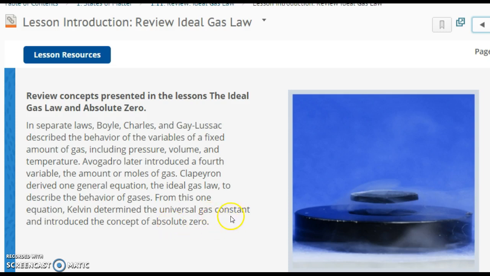So, the universal gas constant is abbreviated what letter? Capital R. And what happens at absolute zero? The motion of atoms and molecules stop.